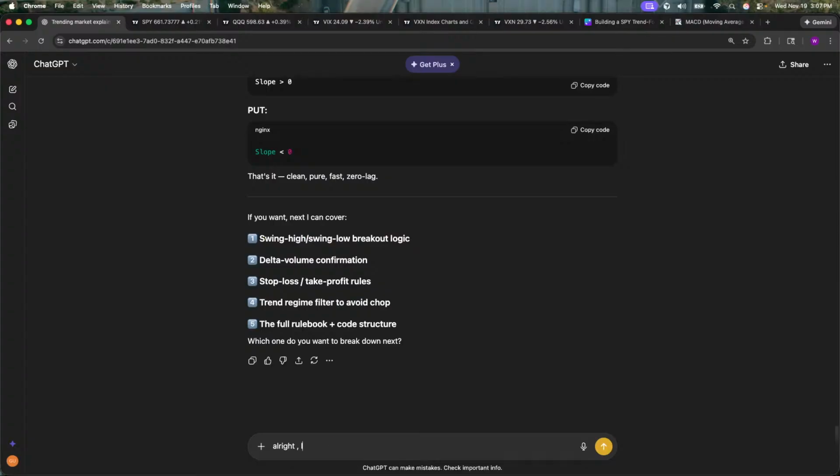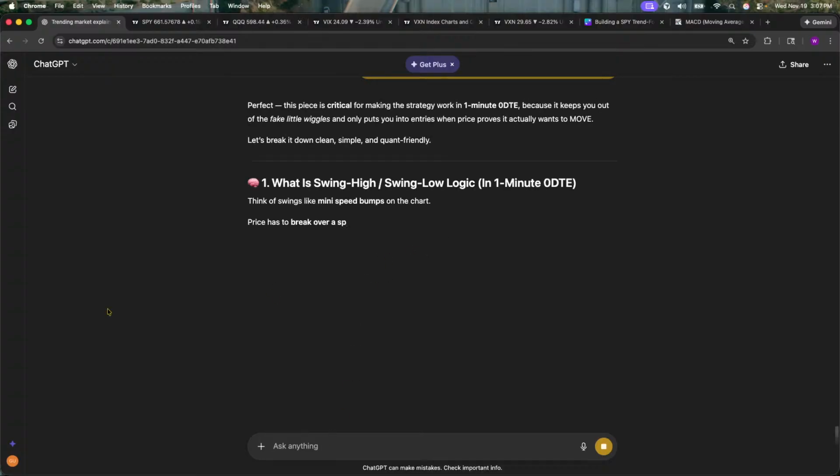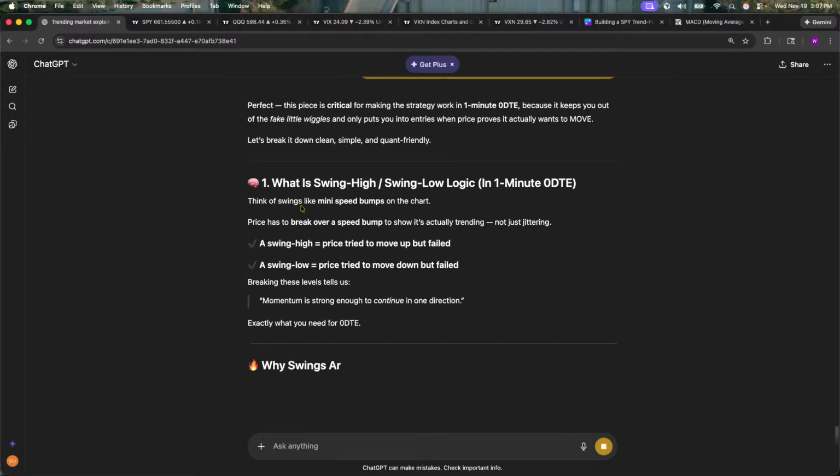All right, before we continue down the list, we're breaking down the strategy piece by piece. Think of the swings like mini speed bumps on a chart. The price has to break over a speed bump to show it's actually trending, not just jittering.